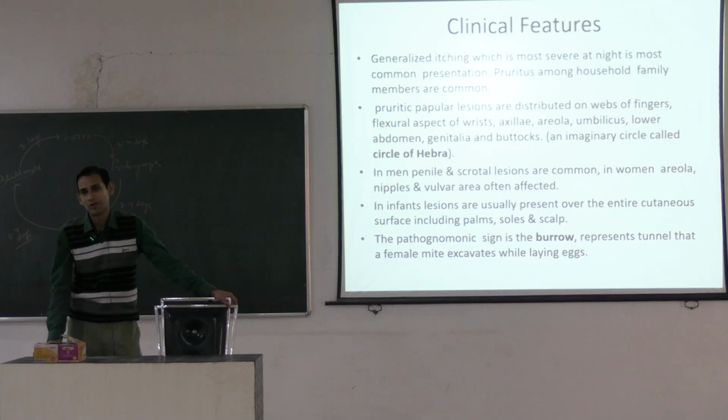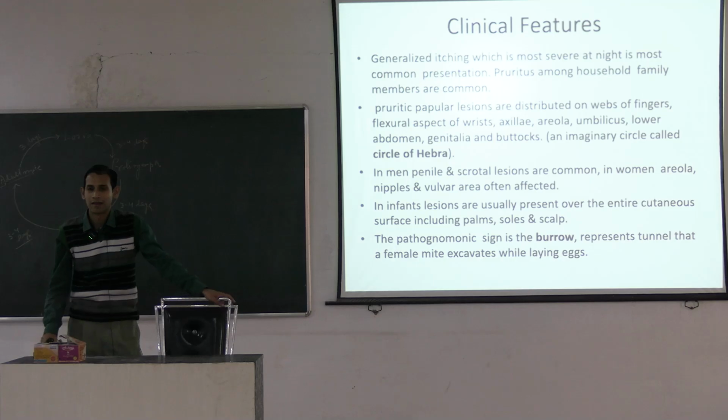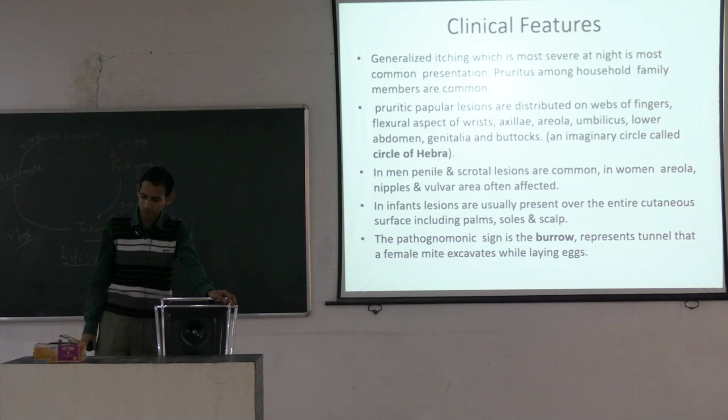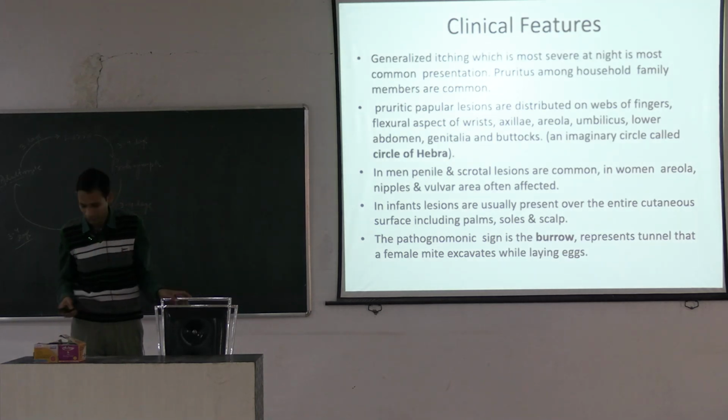How to detect the burrow? Put Indian ink or Gentian violet over the webs of the finger or flexural aspect of the wrist, and it is wiped with alcohol, and you will get the thread-like burrow will retain the ink. In this way we can detect the burrow, but in most of the cases burrows are not found because of the severe excoriation. The burrow is also distorted.